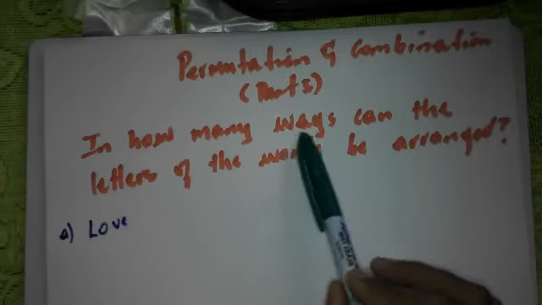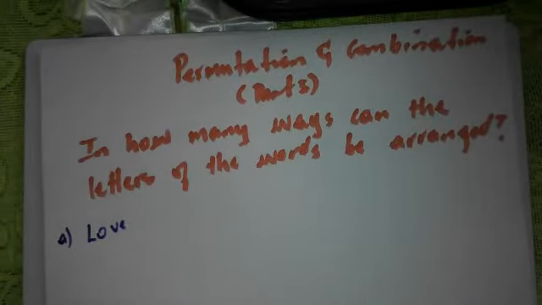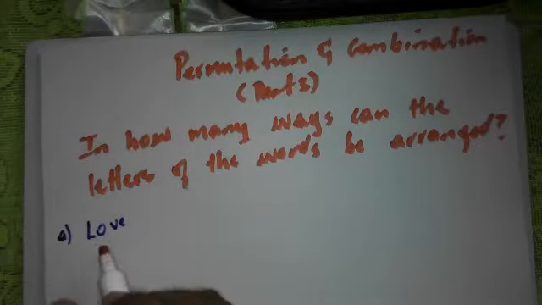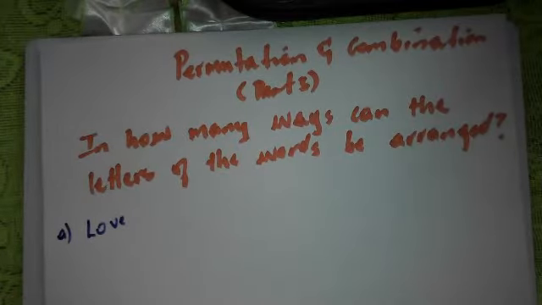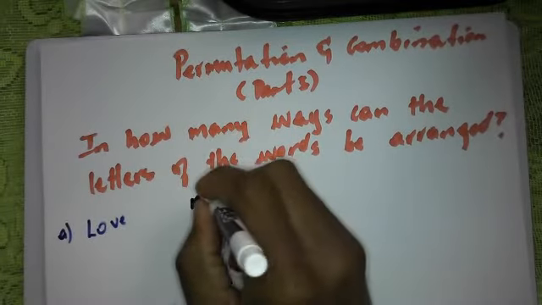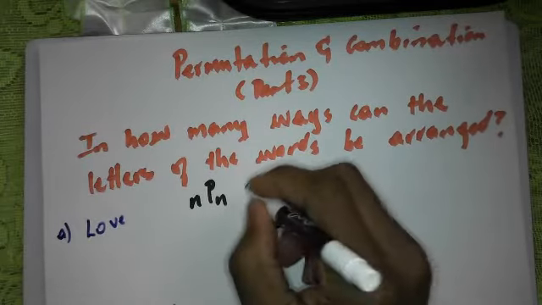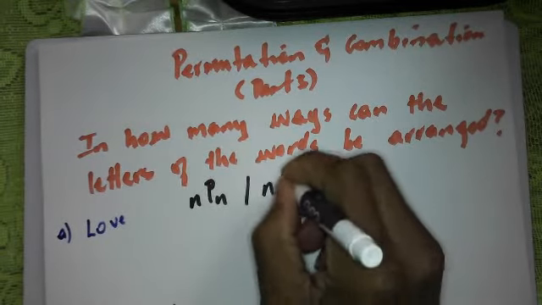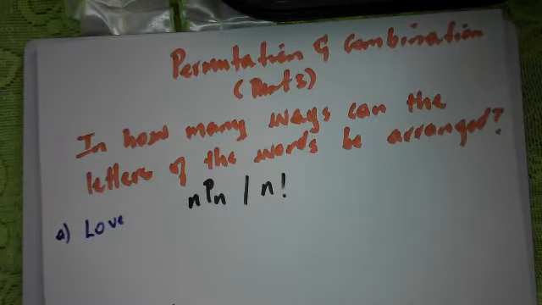It says, in how many ways can the letters of the words be arranged? So the word love, we all need love in this time. If you look at it, none of the letters are repeated. So if none of the letters are repeated, the formula that we use is nPn, as we said, it's a permutation, or n factorial, where n represents the number of letters in the word.